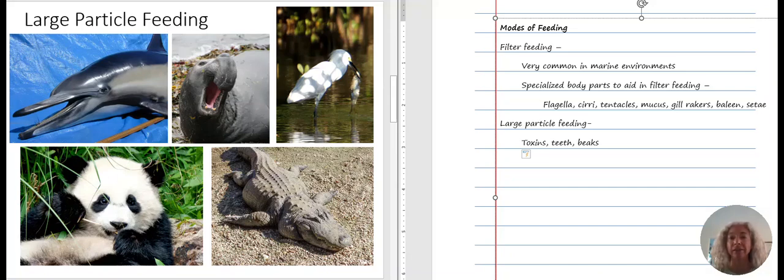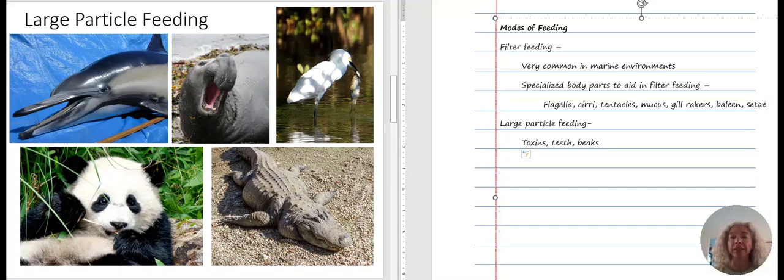Cephalopods have chitinous beaks used for biting or tearing. Many arthropods have mouth parts for chewing. And obviously, vertebrates have teeth or beaks designed for cutting, tearing, and chewing. All of these animals are capable of feeding on large food particles.